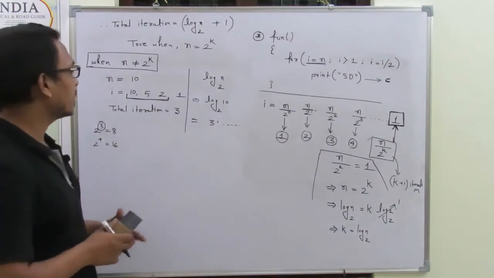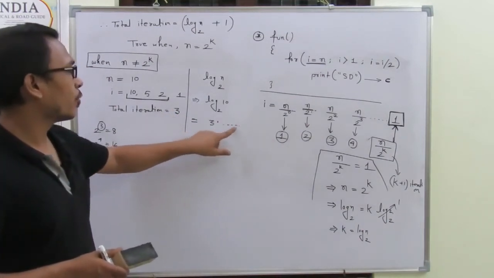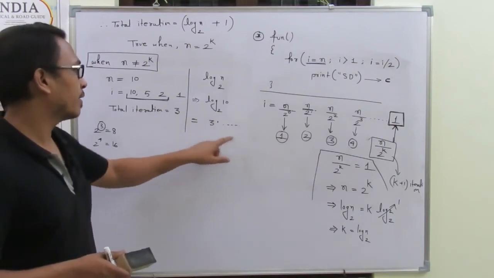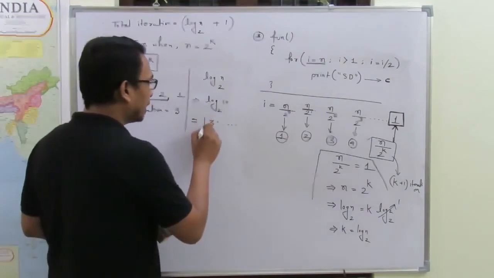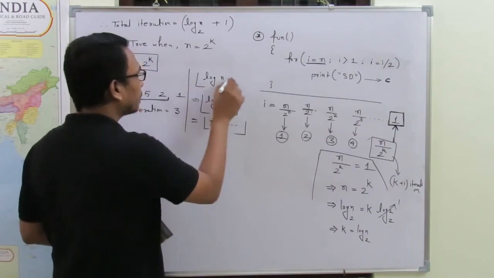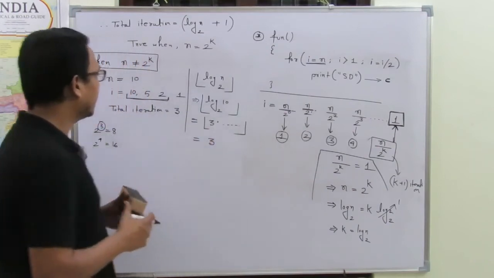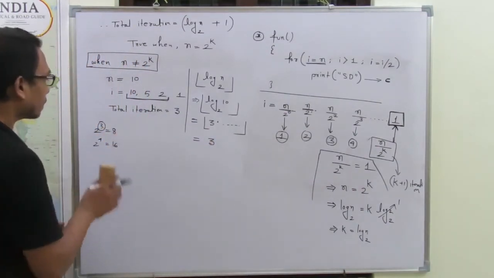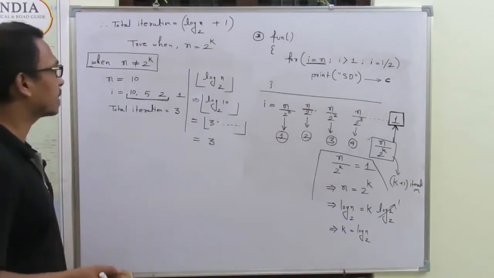But what is the iteration here? The iteration here is 3 only, not more than 3. So we need to find the floor of this particular value. That means we need to use the floor operation. So we will get only 3, and this is our number of iterations. Clear? Now let's check one more example and confirm whether this is correct or not.